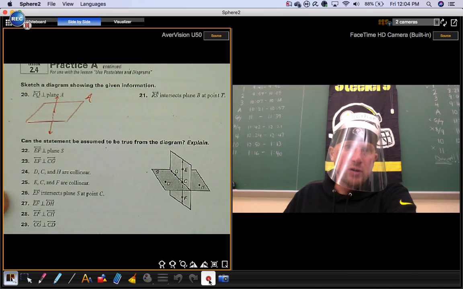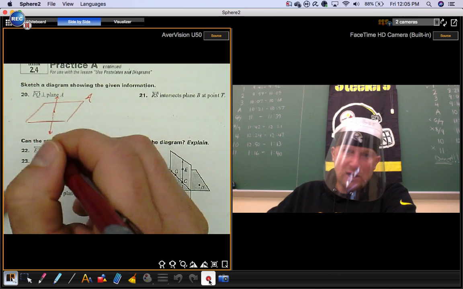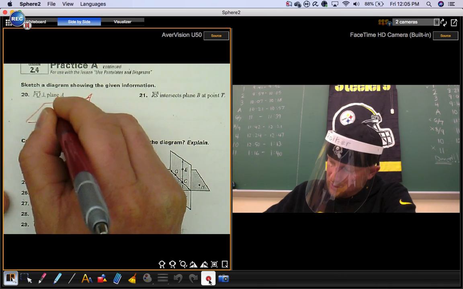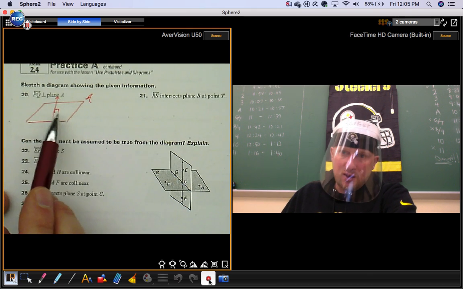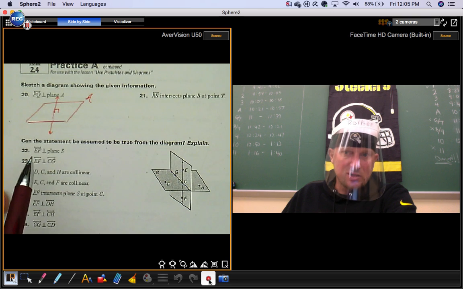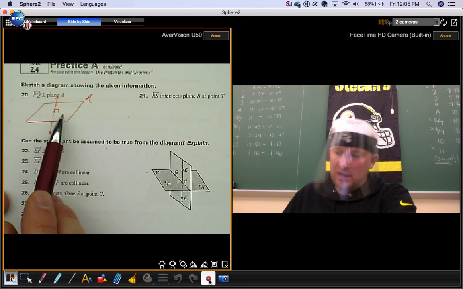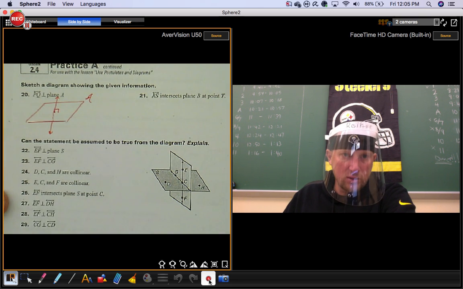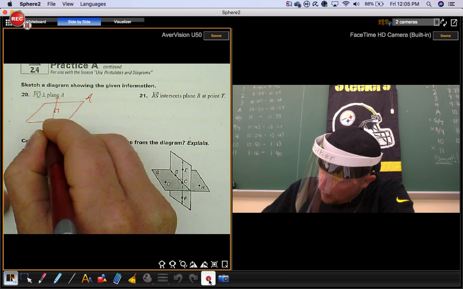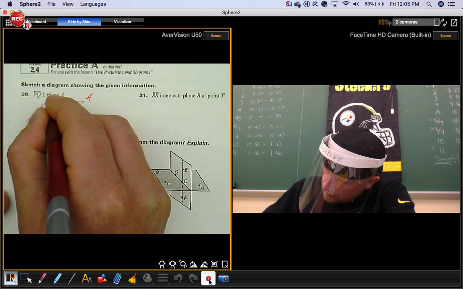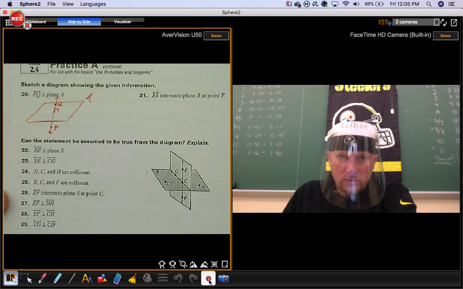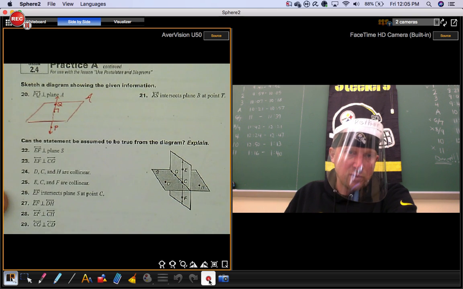So remember in our notes, if you want a line to be perpendicular to a plane, it's got to be perpendicular for every line that goes through that point where it touches the plane. So since I only have one line here, I only need that one mark. Now I want this to be line PQ. So just put the P and the Q somewhere on that line.